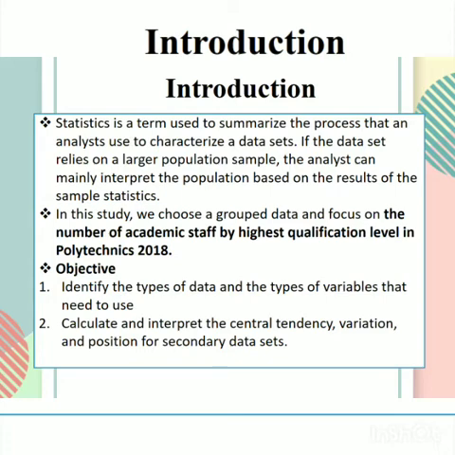In this study, we choose a group data and focus on the number of academic staff by higher qualification level in Polytechnic 2018. The objective of this study is to identify the type of data and the type of variable that need to use. The second objective is to calculate and interpret the central tendency, variation, and position for secondary data set.